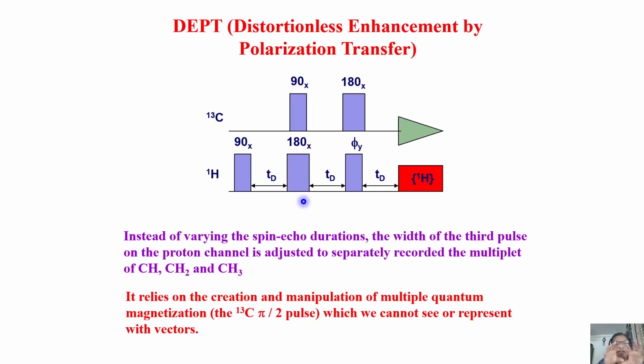Then what will happen? It is like robbing the rich and giving to the poor. Now the carbons, which are less sensitive, become more sensitive because they have more magnetization. The detection becomes much better. You can enhance the signal to noise ratio. There is a way to do that. This is a polarization transfer technique. Detailed discussion will follow. But at the moment, you understand this is distortionless enhancement by polarization transfer.